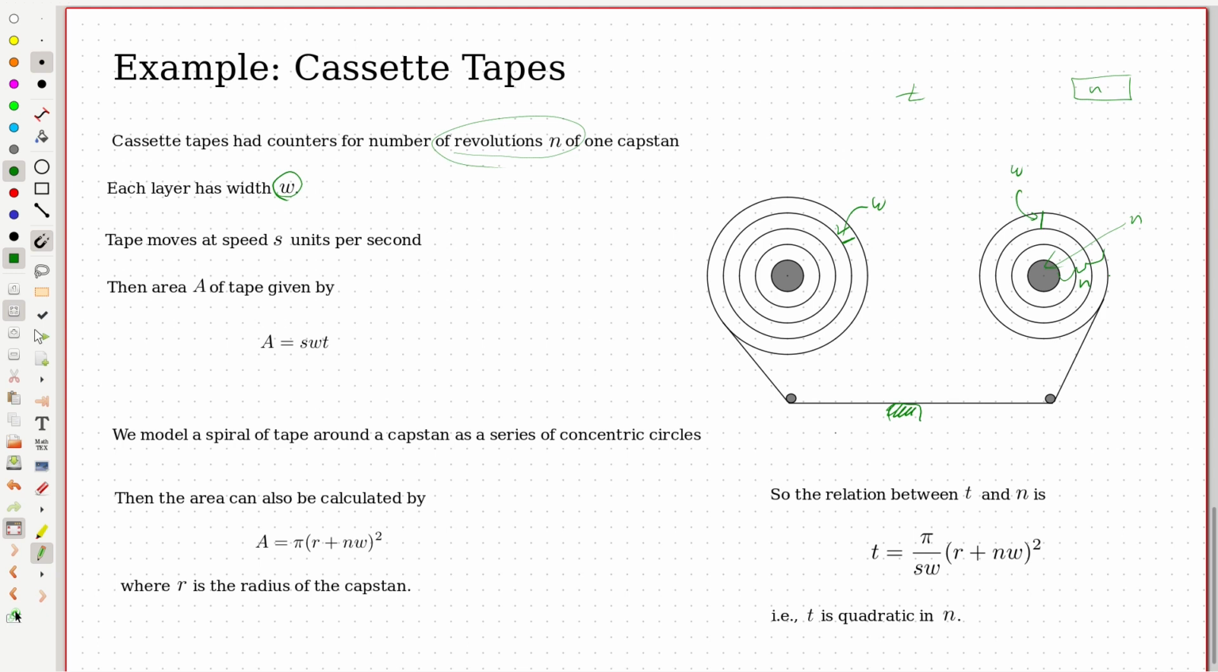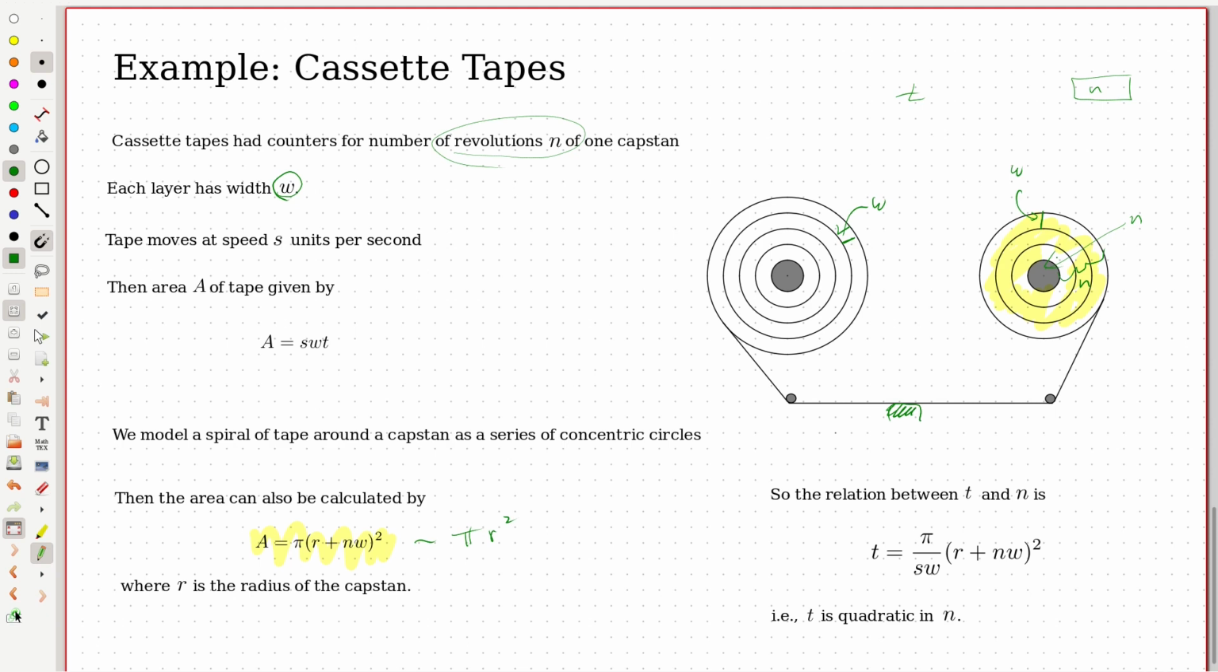And therefore, on the one hand, if we measure the area of this tape here, the area of that tape would be equal to, well, we just take the area of the big circle minus the area of the capstan in the center. Oh, I forgot to subtract something, didn't I? I should have said this minus pi r squared. So subtract off the area of the capstan inside.